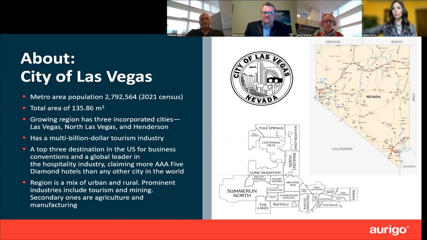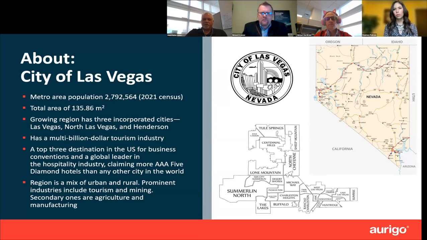I'll start with a brief introduction of how we got to where we are today. Then Mike's going to talk about the technical aspects of it. You can see from the slide, it's a very generic picture of the greater Las Vegas area. We have almost 3 million people. The city of Las Vegas has almost 140 square miles. The region is growing dramatically. We have Las Vegas, North Las Vegas, and Henderson as the primary cities in the area.